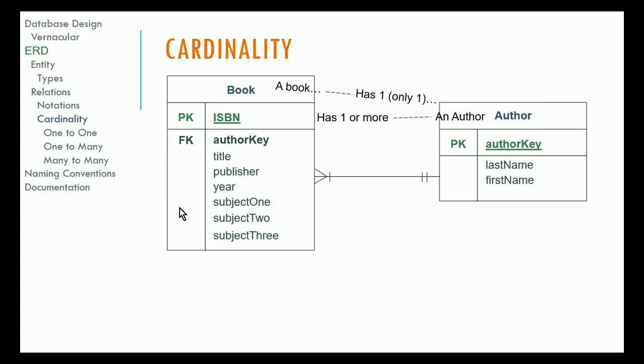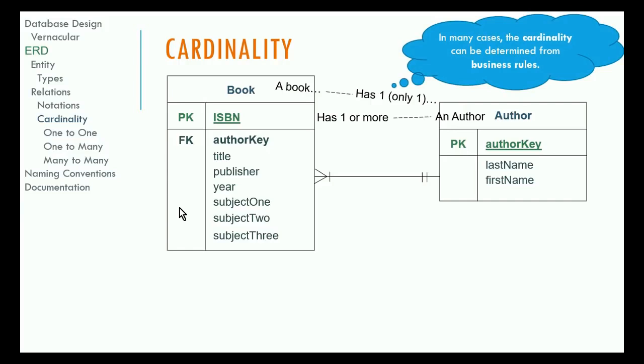Now, some of you may be saying, Brian, wait a second. Books can have many different authors. You can have a couple different authors of a book. And yes, that's absolutely true. So in many cases, there's lots of different ways that you can interpret the cardinality, or how tables relate, or how entities relate to one another.